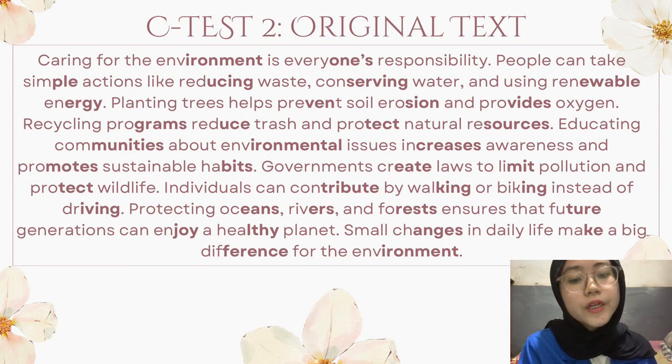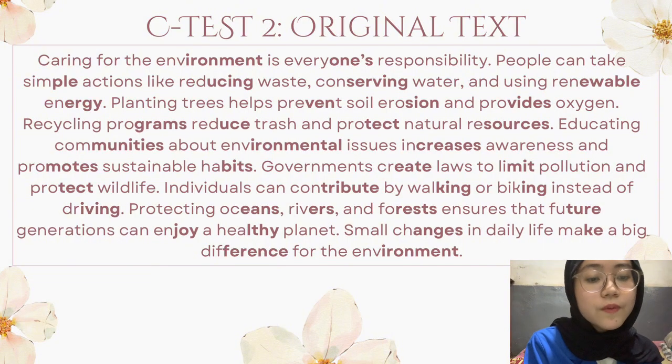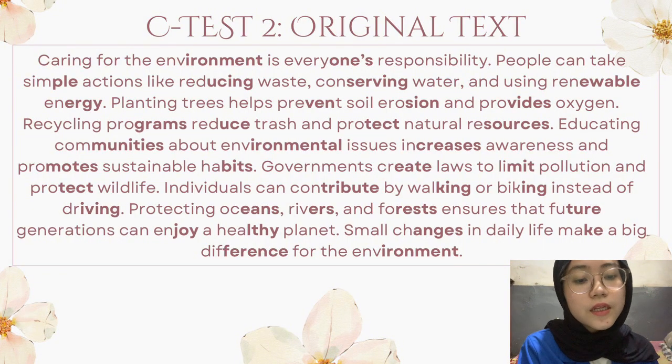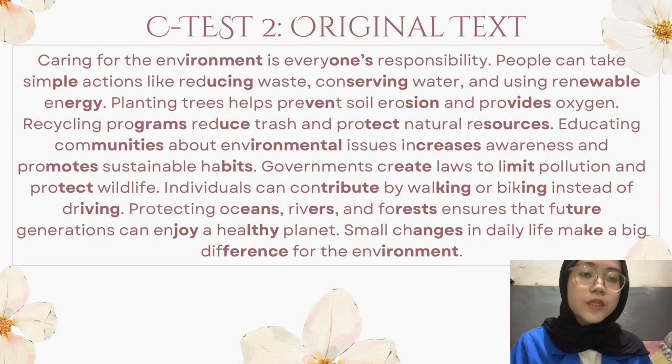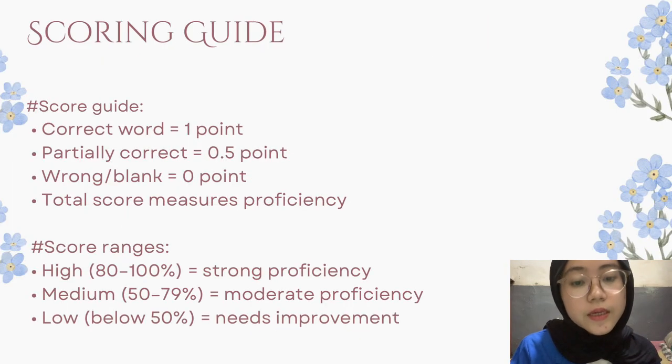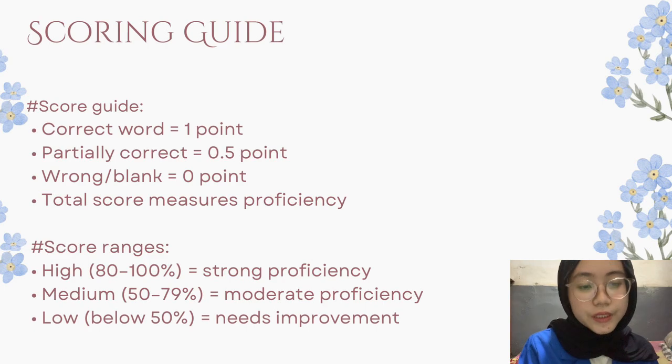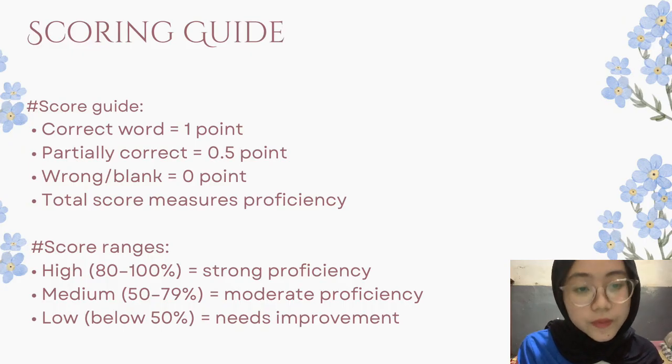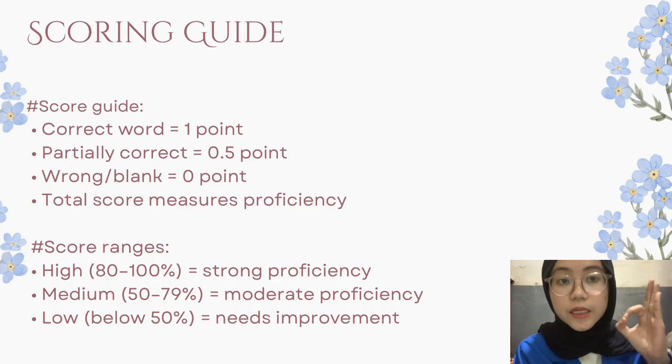So showing the original text after a C-test helps students understand the complete sentence and context, making it easier to learn from their mistakes. Next, we explain about scoring. So each correct word gets 1 point, almost correct word get half a point, wrong or blank answer get 0.